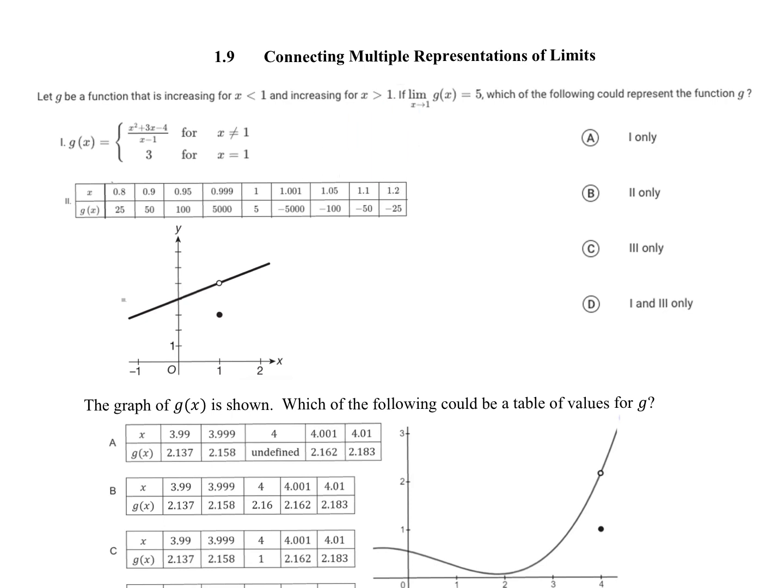Okay, this is the big thing. The limit as X approaches 1 is 5. Which of the following could represent G? To me personally, this would be the easiest one to look at first of all. Do you think option 3 is the limit as X approaches 1, 5? 1, 2, 3, 4. I think the limit's coming together at that 5.